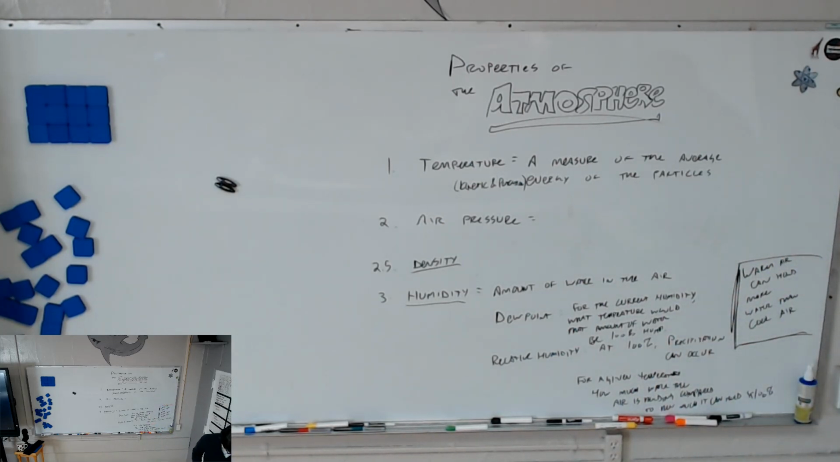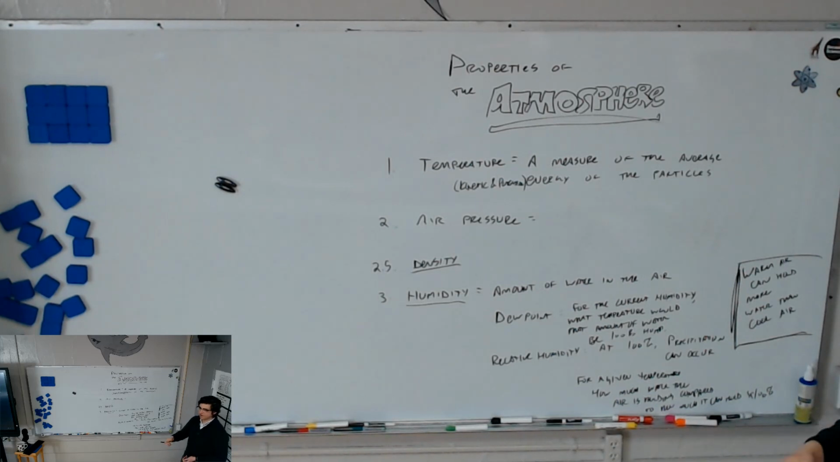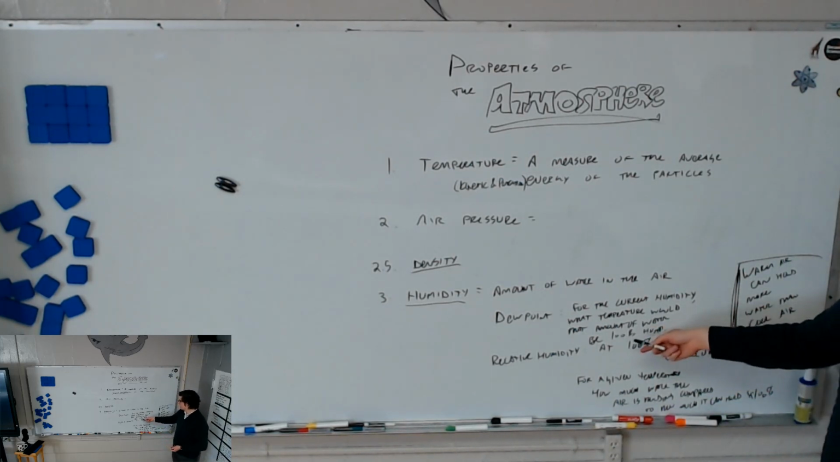Let me read what your book says. Another common way of describing the moisture content of the air is the dew point. The dew point is the temperature to which air must be cooled at constant pressure to reach saturation. Saturation is what I'm saying is when it's full of water, right? And so we have a certain amount of water in the air right now.